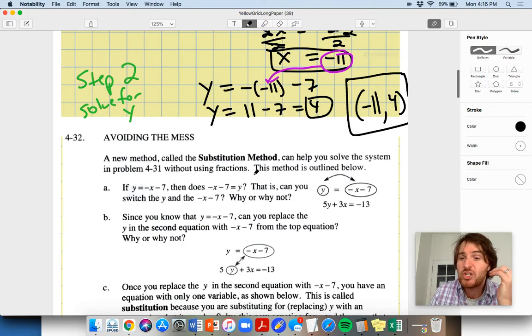So this is it. What you just did a second ago was a new method called the substitution method. It can help you solve these systems. As you notice here, we didn't have fractions, so you have to wonder what came before this that had fractions. Anyways, the substitution method is a great way to solve a question like this.